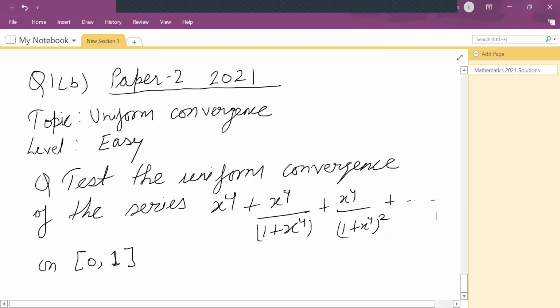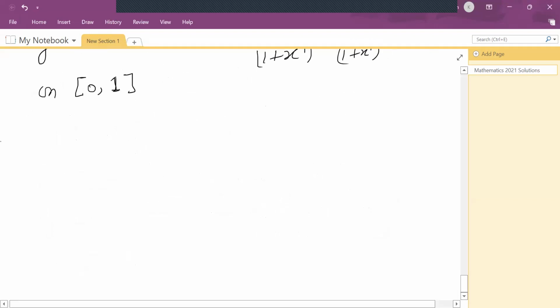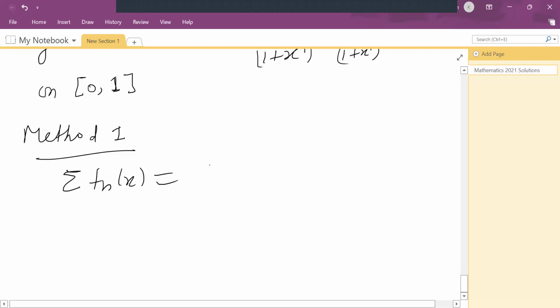So let's start with the traditional method. That is your method one. If I write the series as sigma f_n(x), then f_n(x) is equal to x^4 upon (1 plus x^4)^(n-1). Okay, n minus 1. So this is the f_n. This can be written as this.